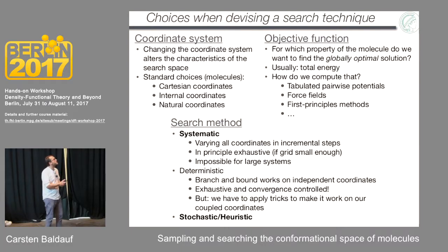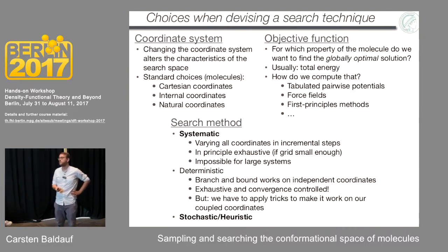And then there's, of course, the choice of how we want to search. There are multiple different methods, many different methods, and even more different classifications of these methods. This is a fairly simple one. We can search systematically. I will explain in a second what I mean. So we discretize our degrees of freedom and sample them. There are deterministic search techniques that I only list here for completeness. Deterministic means that you know that you have found the global minimum.